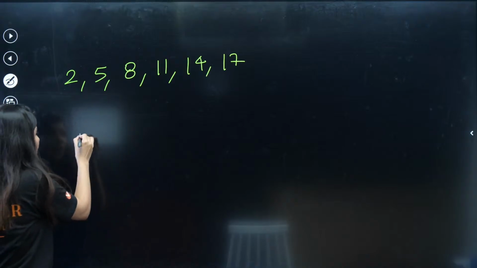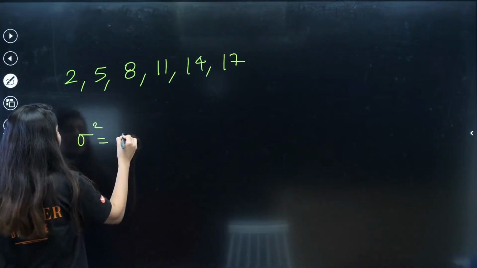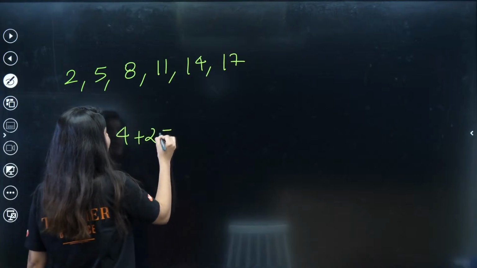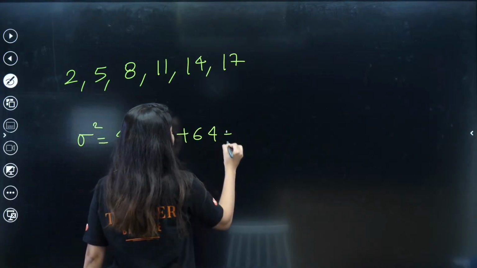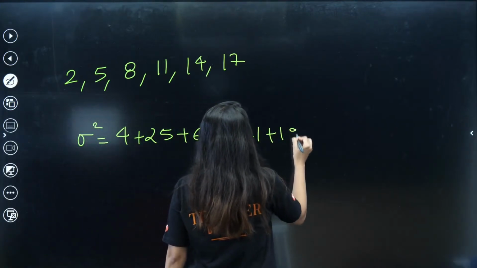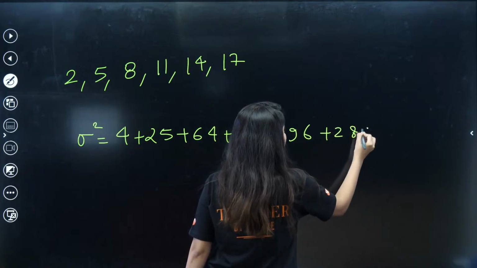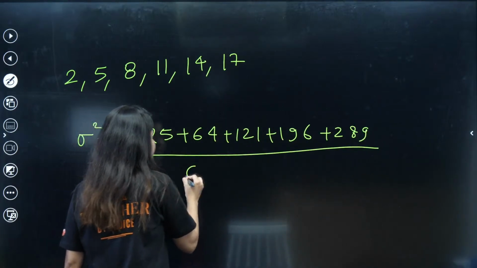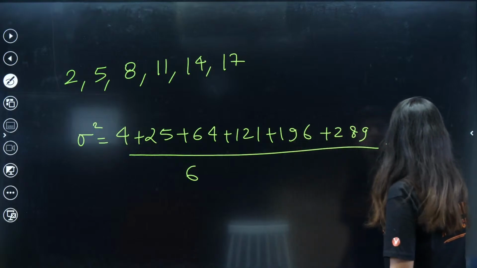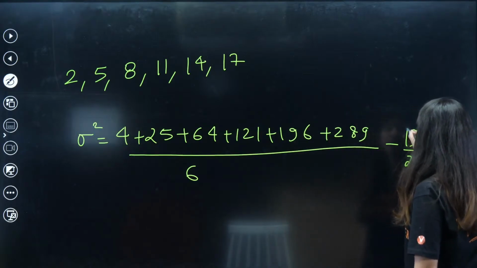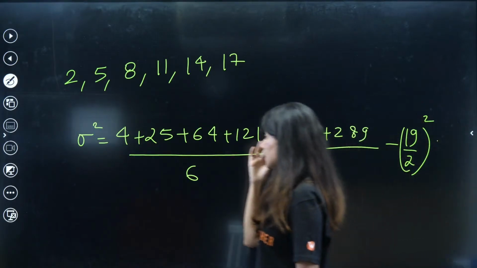Now we need to figure out what? Variance. Sigma square would be what? 2 square, 4 plus 25 plus 64 plus 121 plus 196 plus 289, whole upon 6, minus square of mean. So mean you already know, 19 by 2 already given. This is your sigma square.